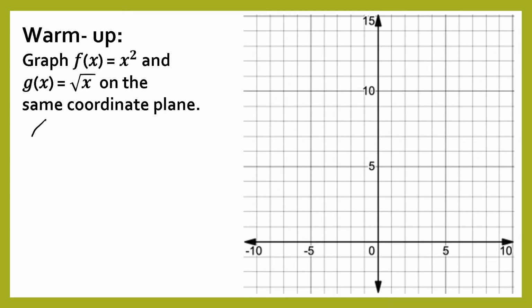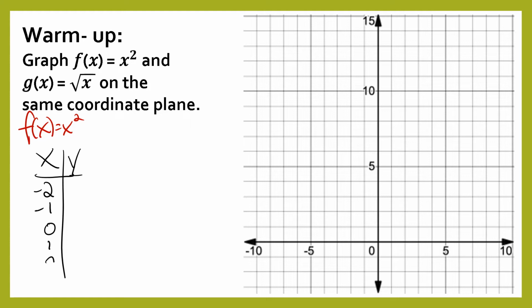Right, this is f of x equals x squared. So just plug in some x's, get some y's. This one doesn't have any restrictions because we're just squaring. So I'm going to plug in some negatives and positives. So I'm going to do -2, -1, 0, 1, and 2.